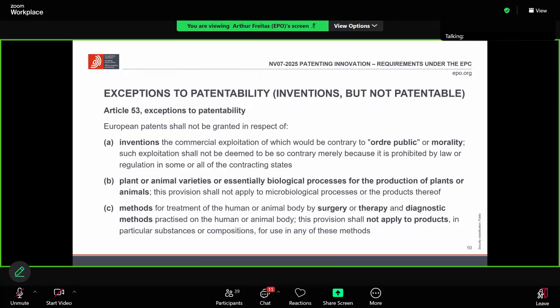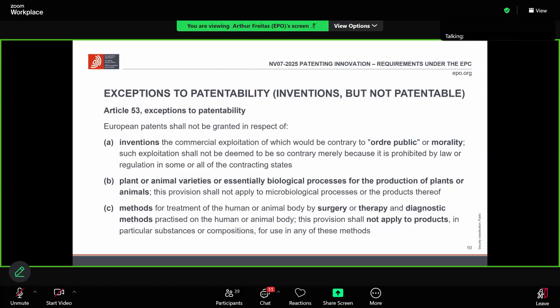So if the invention is about a new type of atomic bomb, you cannot get a patent for this. Or if it's about cloning a human being, something like that. Then we have plant or animal varieties, or essentially biological processes for the production of plants or animals. Here again, if the patent is about a new breed of dog or a new variety of watermelon, which is very sweet, and you have a method of putting it in a greenhouse, using some special bees to pollinate, that's something you cannot get a patent for.